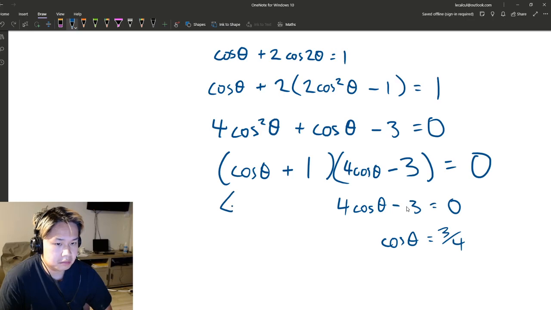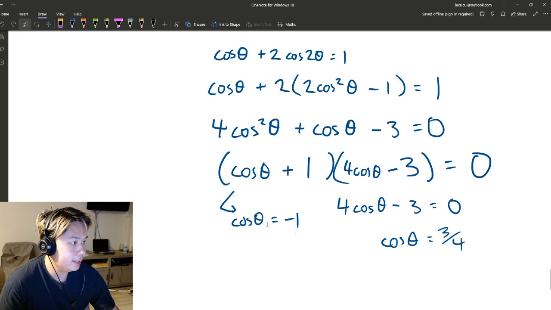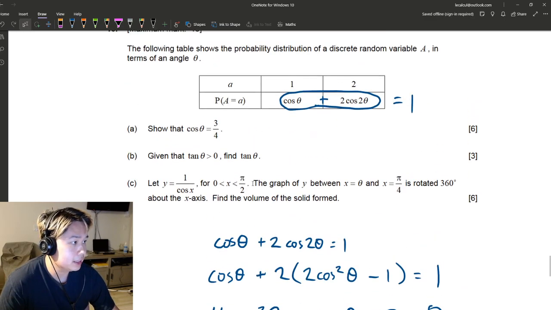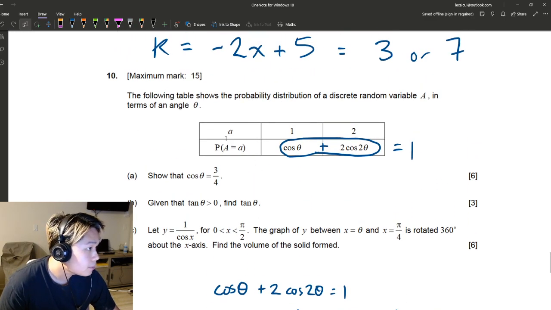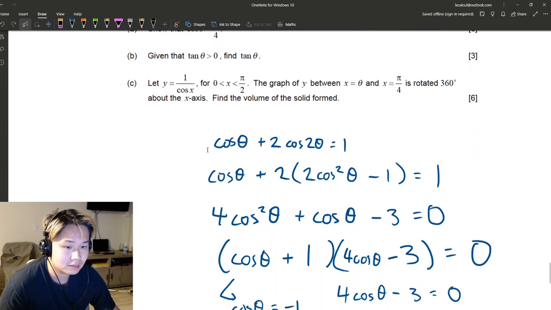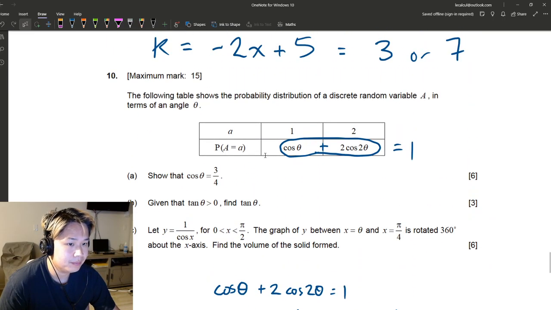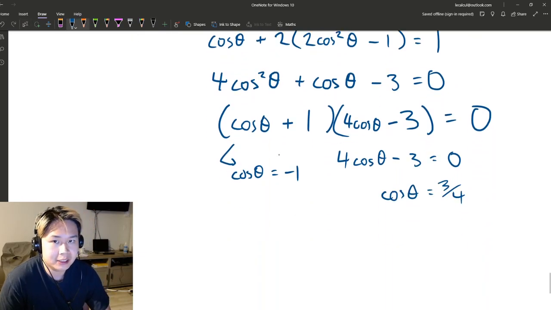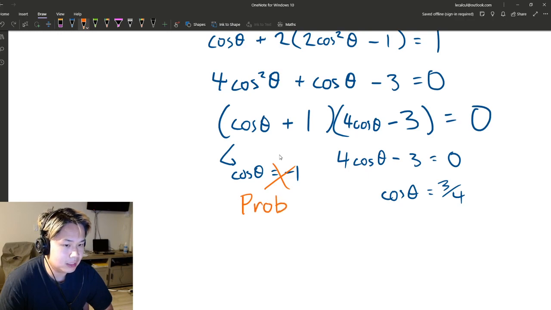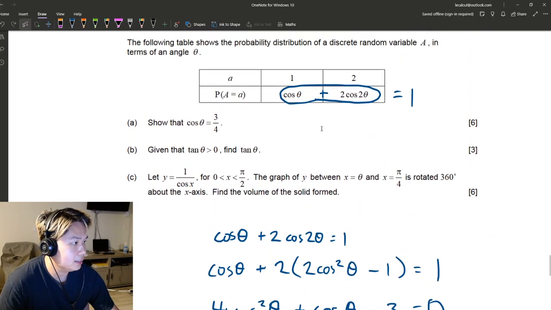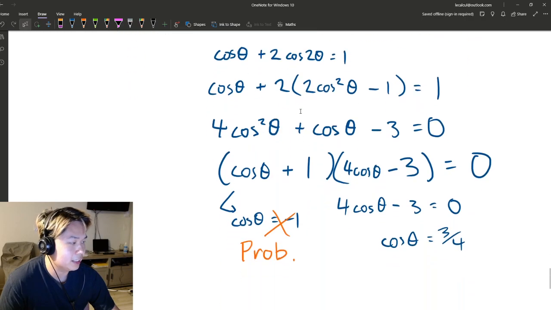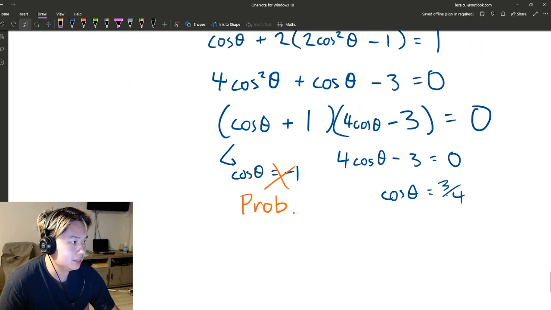You also have this one, which says that cosine theta needs to be equal to negative 1. However, this is not a possibility because... Actually, it could be a possibility. Oh, no, it can't. So this can't be a possibility because remember, this cosine theta represented a probability. Yeah, right here, right? And you can't have negative probability. So it's just 3 over 4.